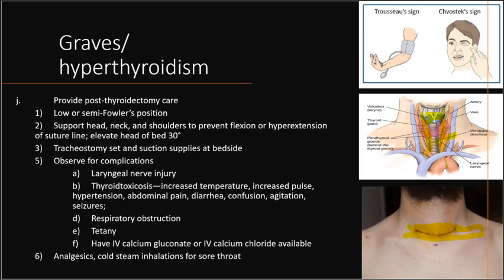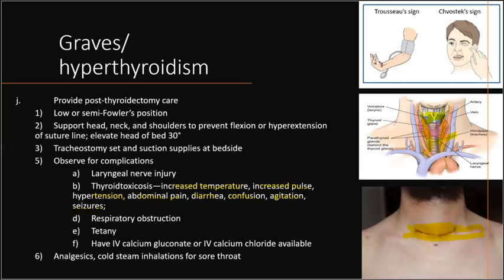What do you see with thyroid toxicosis? Increased temperature, increased pulse, increased heart rate, abdominal pain, diarrhea, confusion, agitation, seizures. So that tells you this patient could be having thyroid toxicosis.